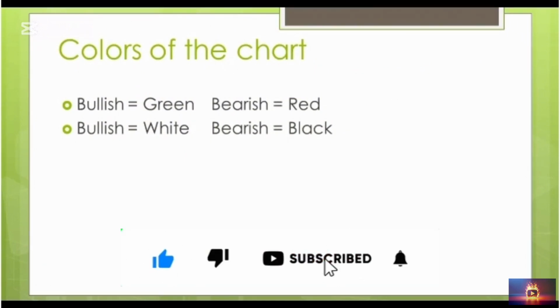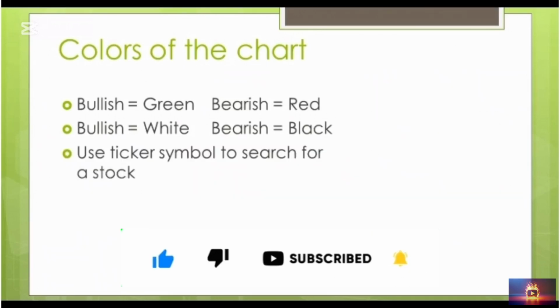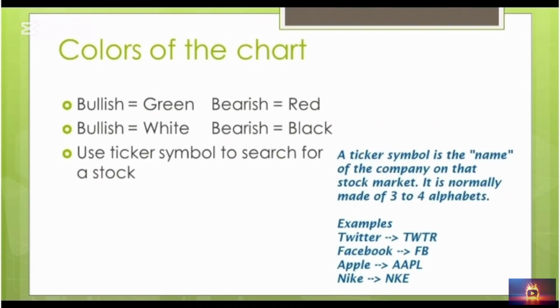If you wish to view the chart of a stock, you need to know the ticker symbol for the stock. So what is a ticker symbol? A ticker symbol is basically the name of the company on the stock market, and this is typically made up of 3 to 4 alphabets. However, there are also cases where the ticker symbol for a company can be made up of 5 alphabets or even just 1 alphabet by itself. So here are some examples of the ticker symbols of companies like Twitter, Facebook, Nike, etc.